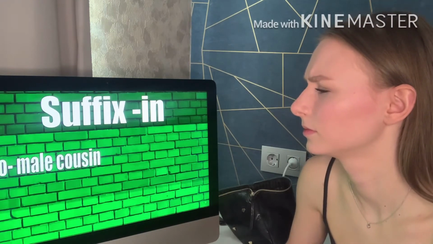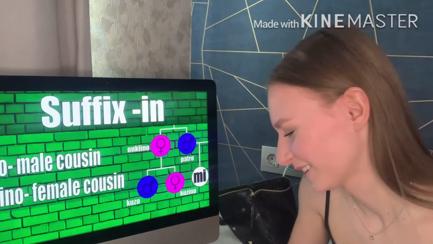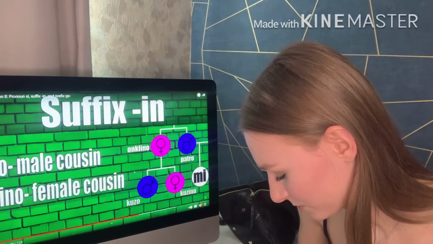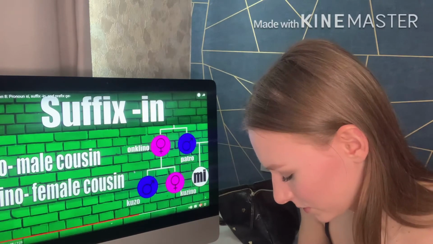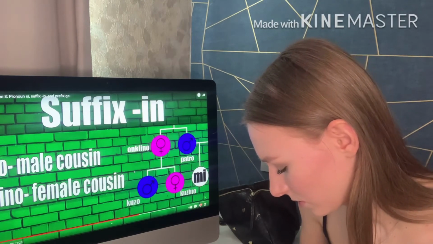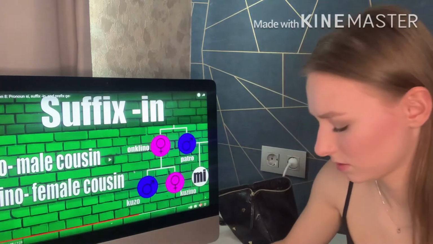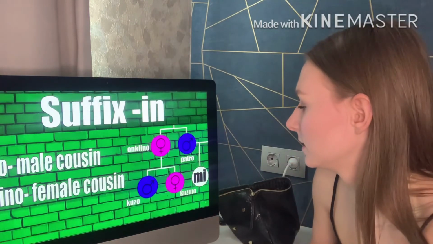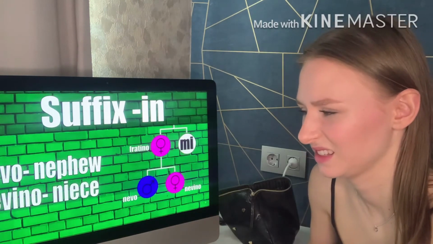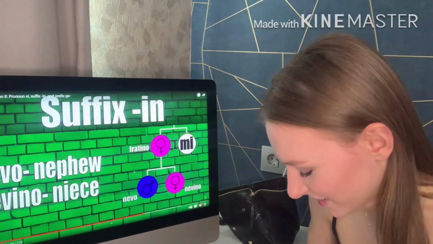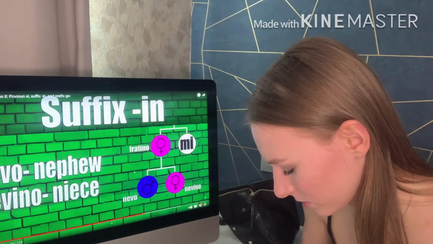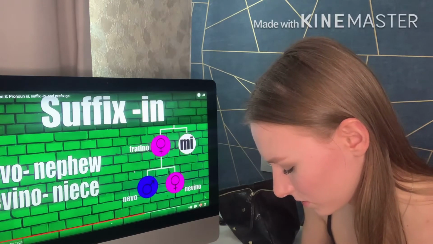Kuzo, a male cousin. Kuzino, a female cousin. Nevo, nephew. Nevino, niece.